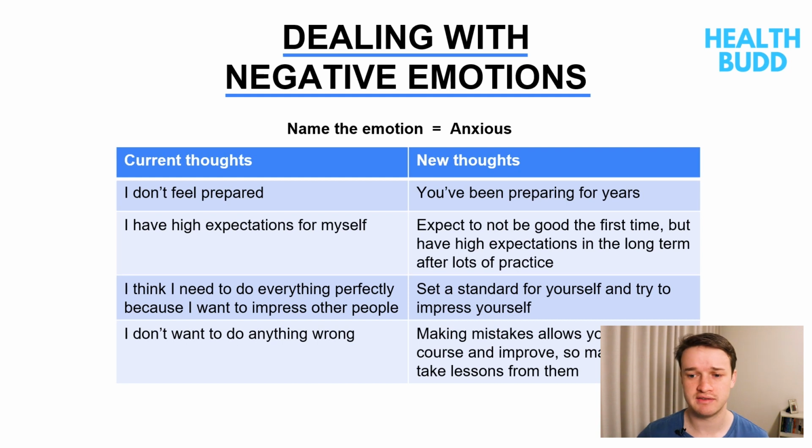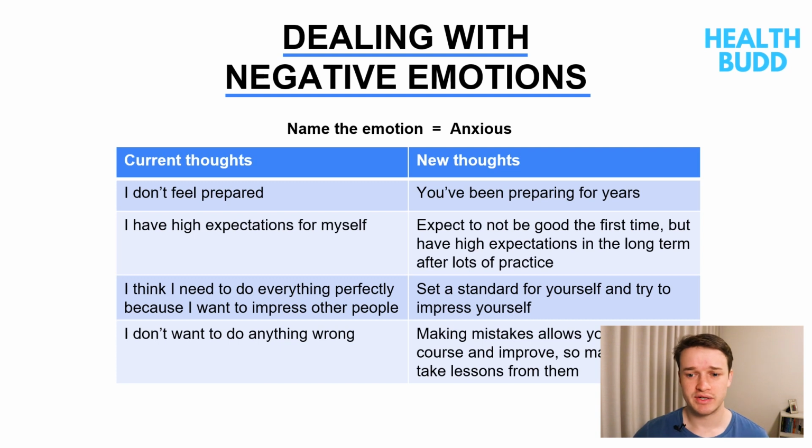For the next one, instead of thinking I need to do everything perfect because I want to impress other people, I said, I want to set a standard for myself. I'm going to try and impress myself rather than trying to impress others. I want to improve by a couple % each day, get better, try new things, learn new things, and just keep improving and set a standard for myself each day and trying to improve it.